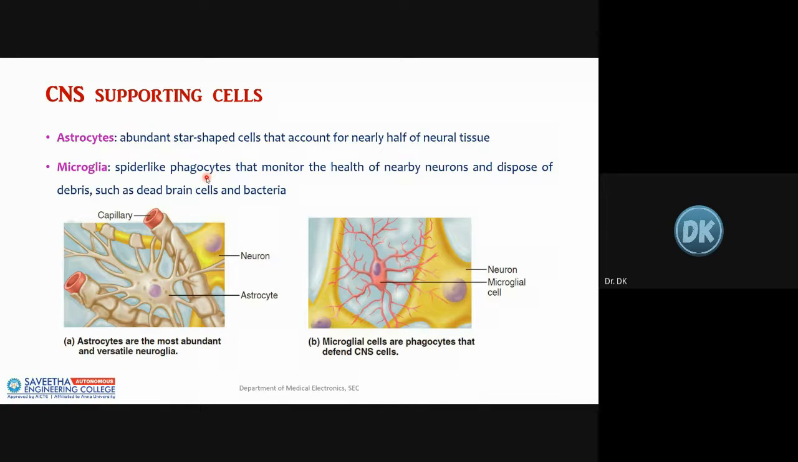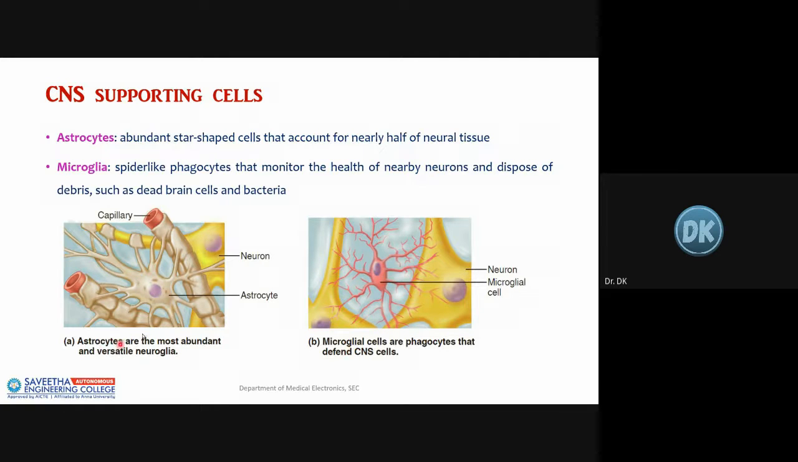So phagocytes என்ன பண்ணும் அப்படின்னா நம்மளோட செல்ல இருக்கிற தேவையில்லாத substances or தேவையில்லாத bacteria virus எல்லாத்தையுமே வந்து it will eliminate from your body. So that is the main function of your phagocyte. So microgliaன்றது spider மாதிரி, it's actually a phagocyte. அதோட main function என்ன அப்படின்னா it will dispose the debris such as dead brain cells and bacteria. So நம்மளோட brainல ஏதாவது dead brain cells or bacterial infection இருக்கு அப்படின்னா அதை இந்த spider மாதிரி இருக்கிற nerve cells வந்து it will destroy from the body. So that is the main function of your microglial cells.